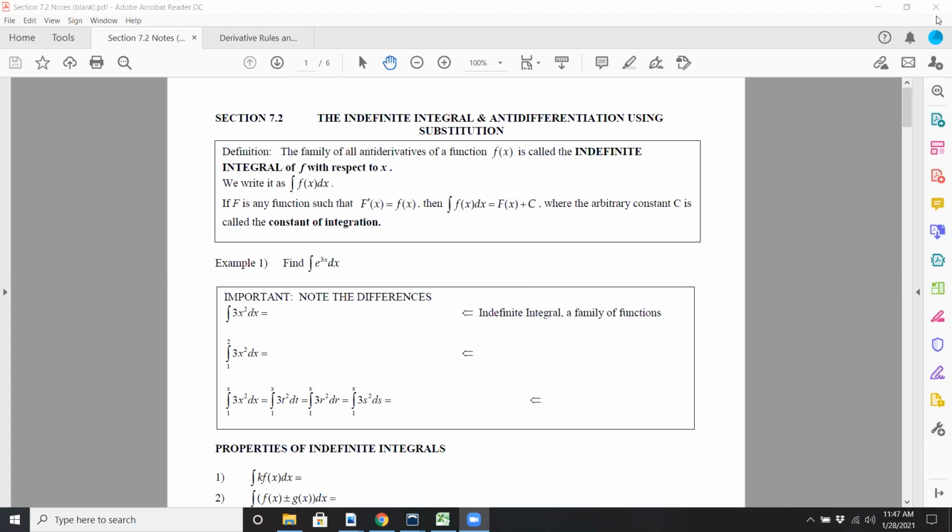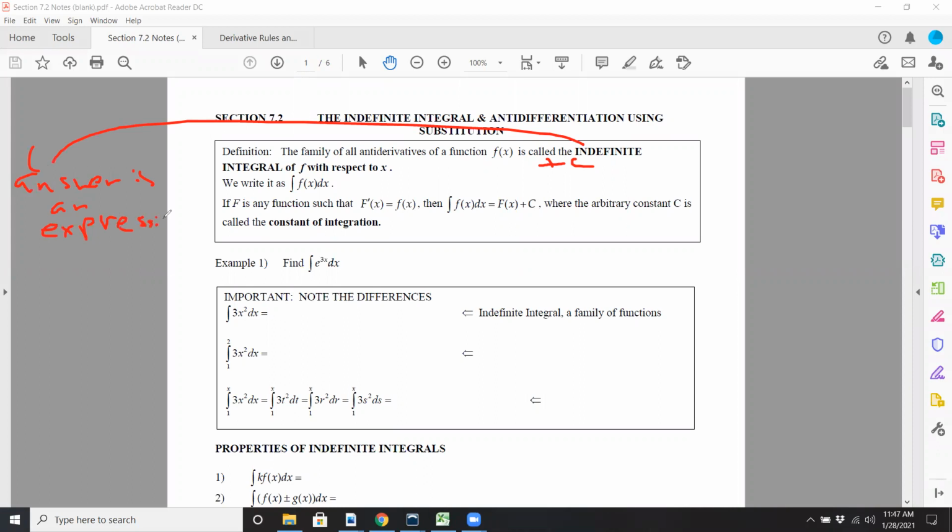So the family of all antiderivatives of a function is called the indefinite integral of f with respect to x. So what this means is that you're going to have a plus c at the end. And also, the answer is going to be an expression. And yes, it does represent the family of all antiderivatives of some function.